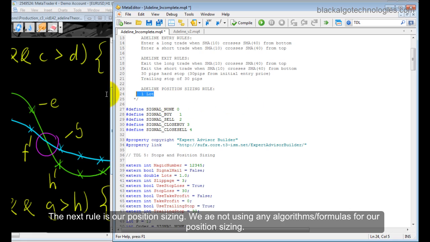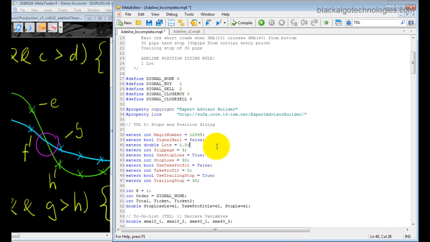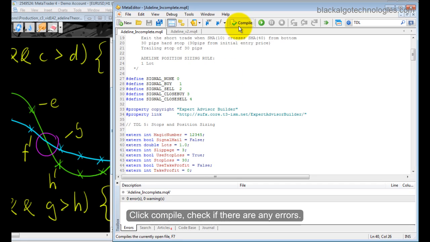The next rule is our position sizing. We have no algorithms, so we are going to use the variable here on line 40 as our sizing algorithm. So all we do is keep it as 1.0 or 1. Once that is done, our robot Adeline is complete. Click compile, check if there's any errors.